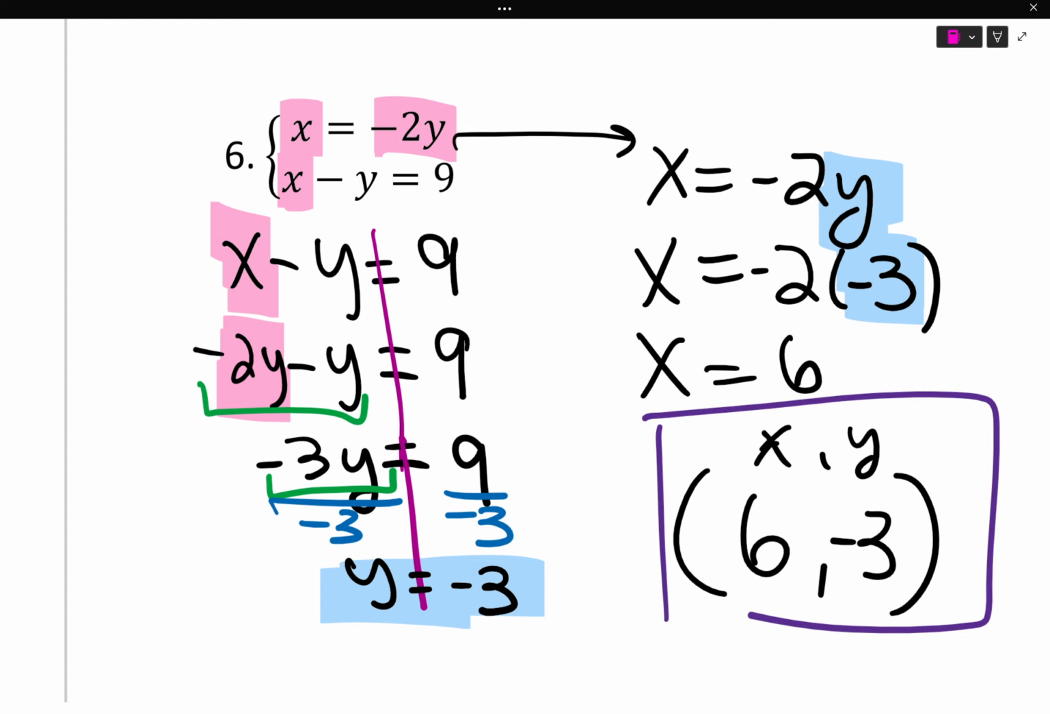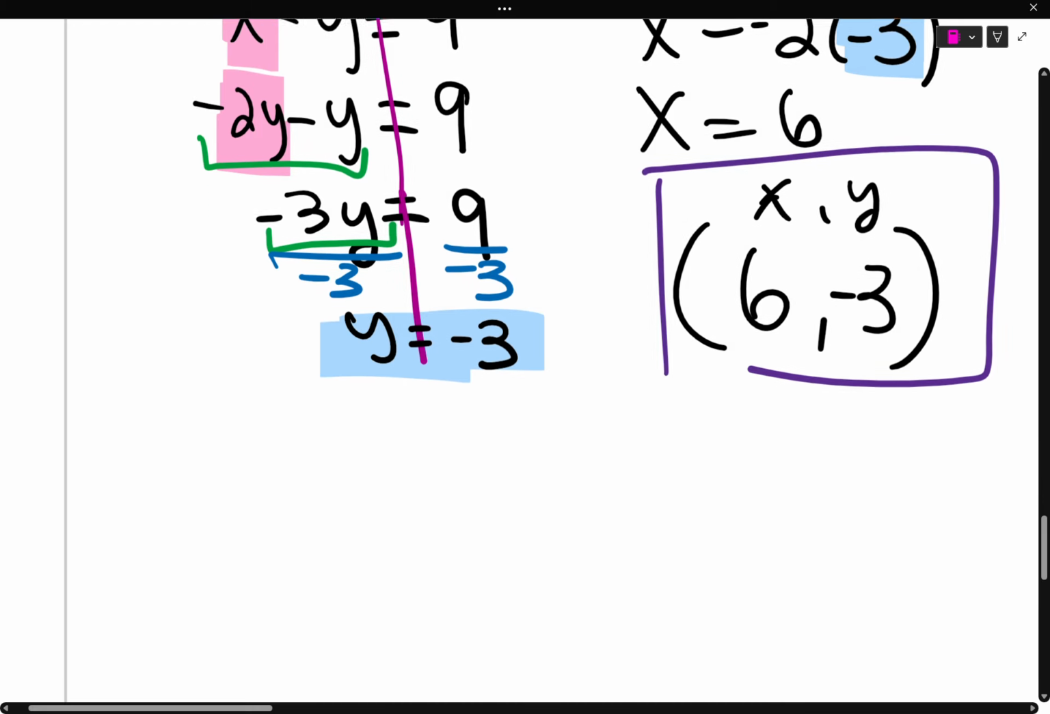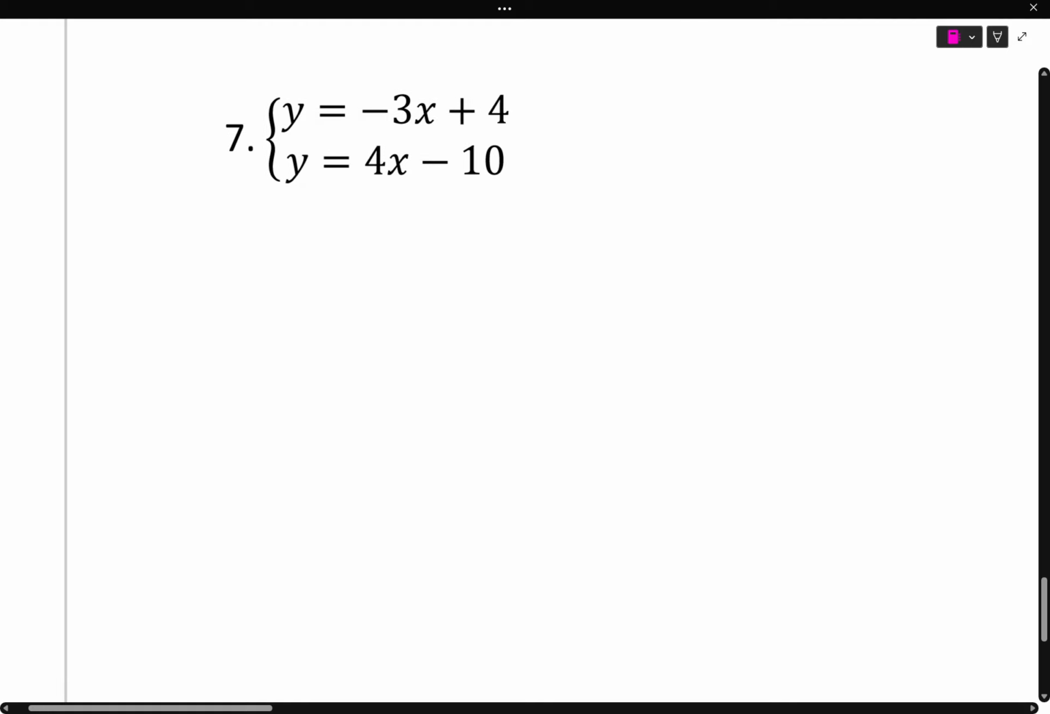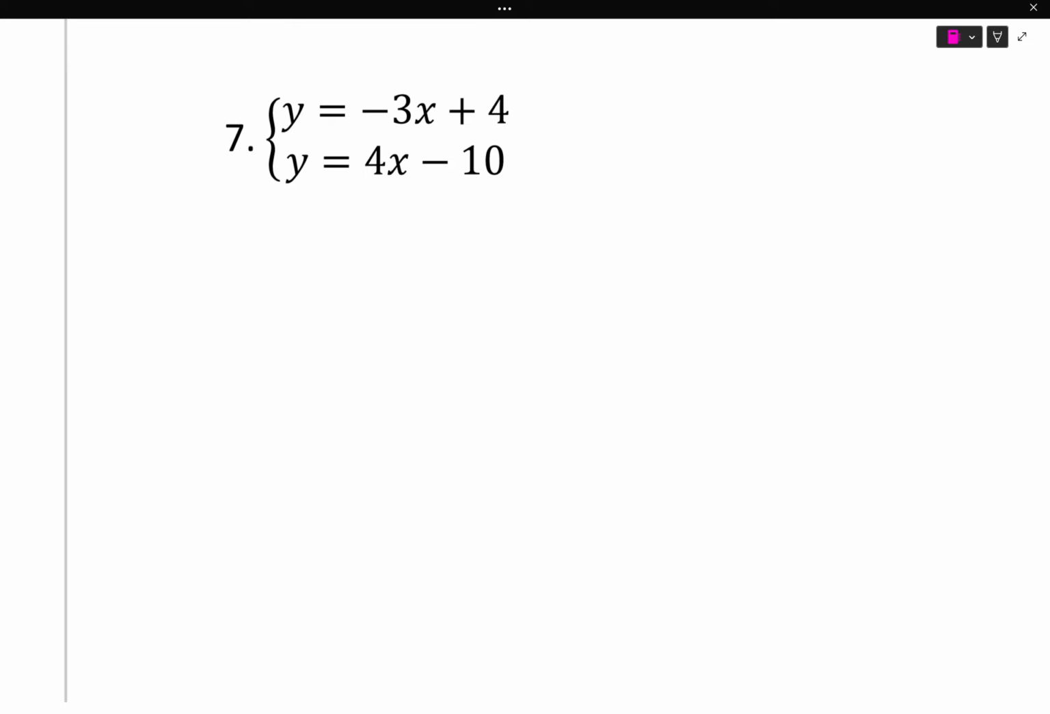All right, last one, let's do it. I love this one. This one is so easy to set up and see for my students. Notice that they're both y equals. This method will also work if they're both x equals.